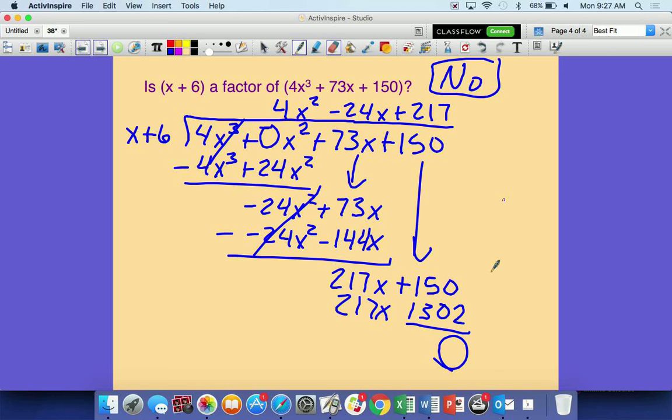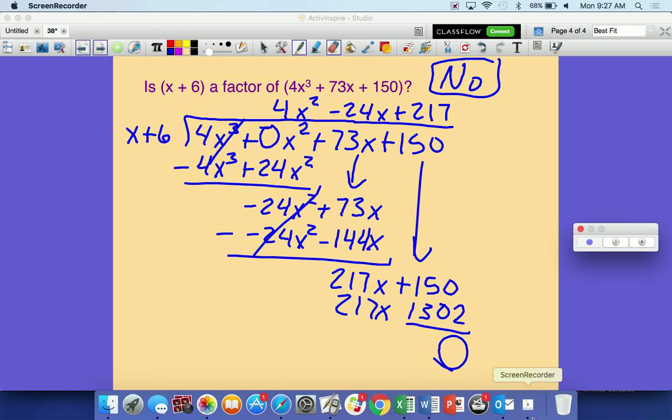No. Alright, you do have to show your work though to be able to show that to me, that it doesn't work, but that's what we're looking for right there, is that it is not a factor of the other. These do take a lot of work. You're going to have to practice these. Any questions, let me know.